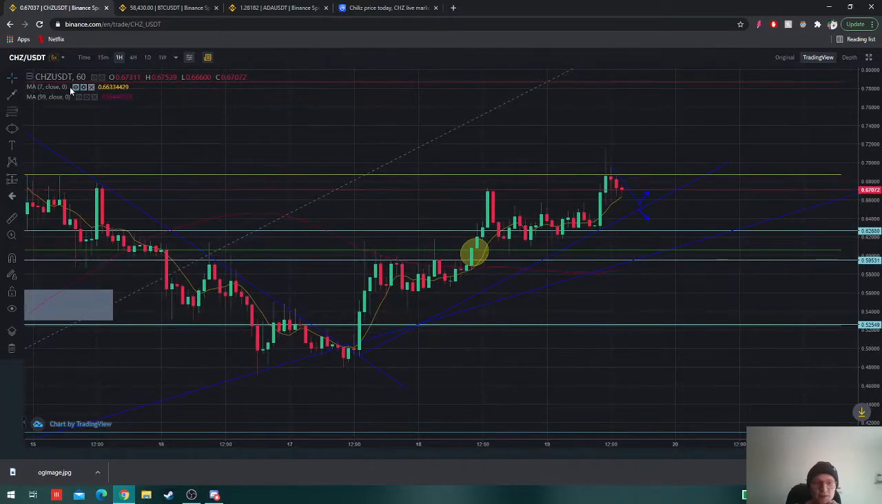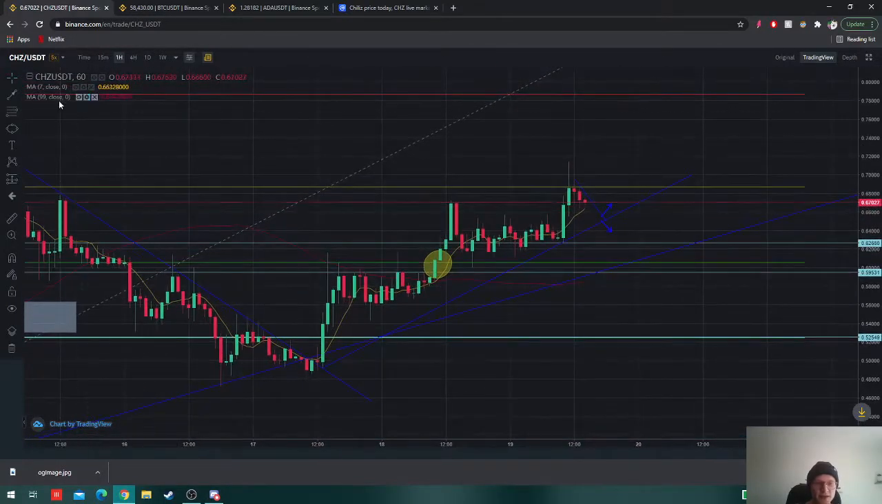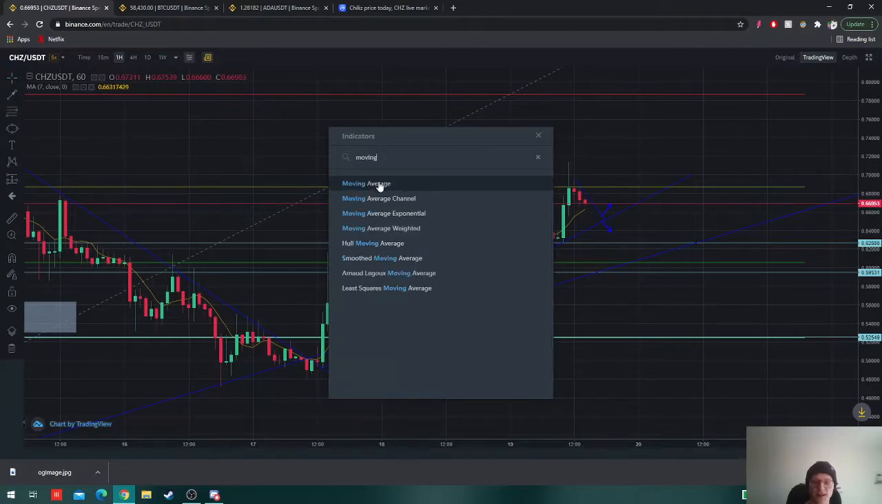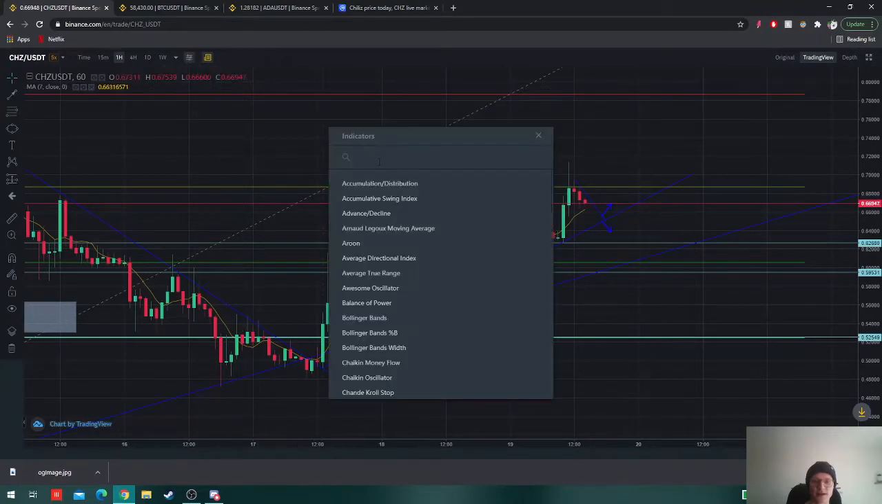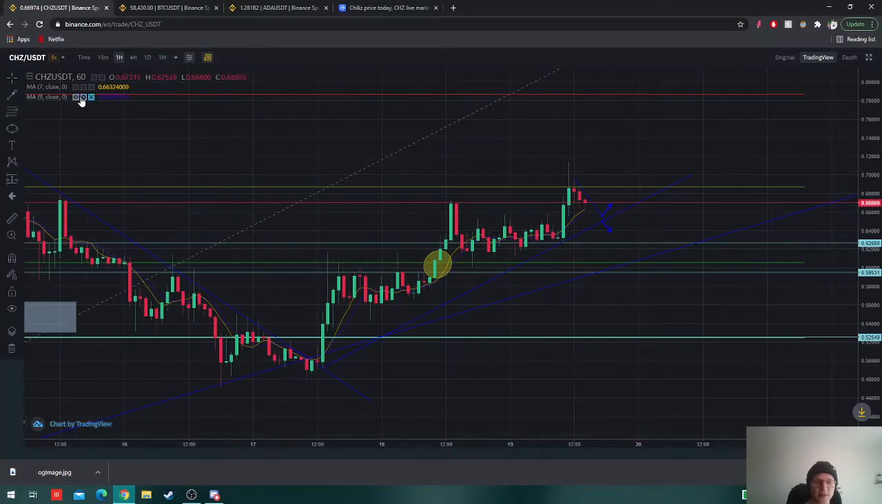And another very useful tool, at least for me, is moving averages. As you can see, standard on Binance, you will get some moving averages. You can use these, but I prefer to use others, and I will explain which ones. You can get these by clicking on this button on the top, the technical indicator, and then just search for moving, and you will see moving average. You click on that, and then it will appear.